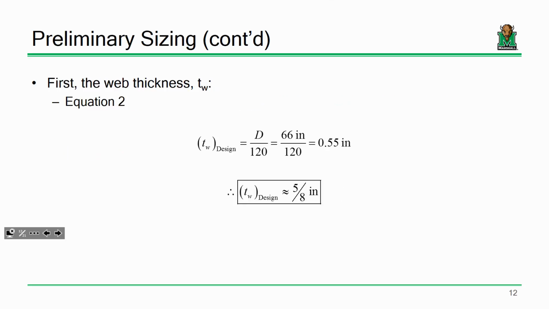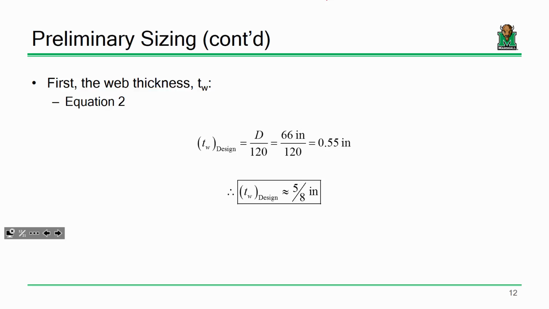Now, web thickness, D over 120, that's equation 2. So if I take that 66 inches and divide by 120, I get 0.55. Now, this is where a little bit more background material comes in. I'm rounding this to the nearest 1/8 of an inch, and I'm going to say let's use 5/8.